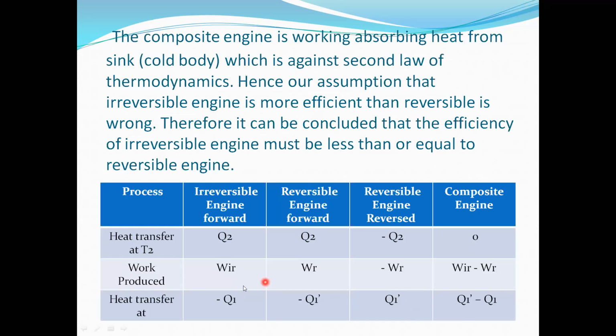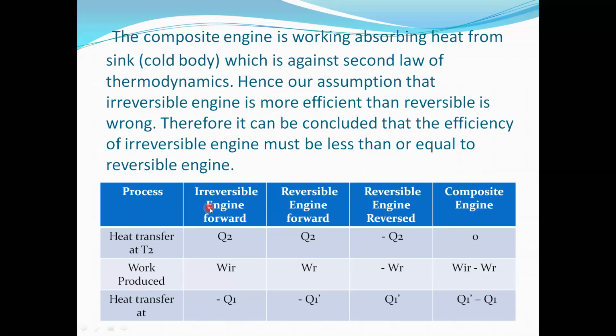So, as we have seen in the Carnot first theorem, in a similar way we have to see here the heat transfer and the work. So see the table. Here is the process: heat transfer at T2, work produced and heat transfer. The second column is irreversible engine forward, third column reversible engine forward. We have to write the values of that. Then the fourth column, reversible engine reverse. And lastly, the composite engine.